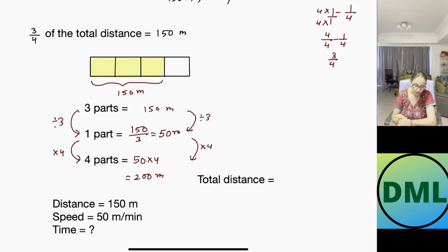If you have 4 parts is 200 meters, that is your one complete whole. That means you covered a total of 200 meters. That is your total distance. So my total distance will be given by 200 meters.